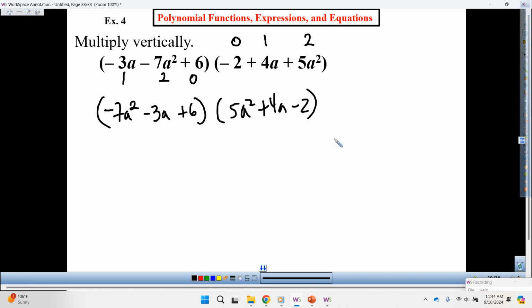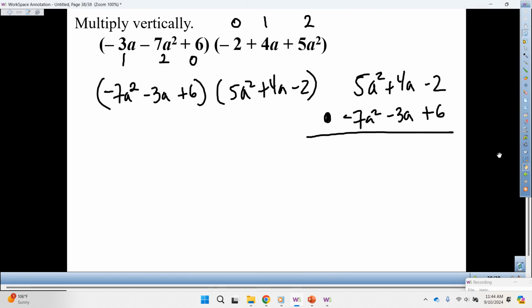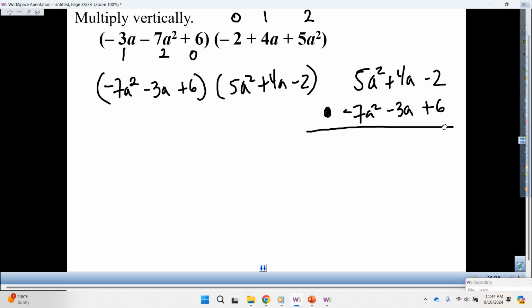Step 2, stack them. 5a squared plus 4a minus 2 over negative 7a squared minus 3a plus 6. We're going to multiply. All right, check with your neighbor. What would you do first? And then we're going to have Denise continue from there. What is the first line that you write from there? What do we do there? Go. Check with neighbor.